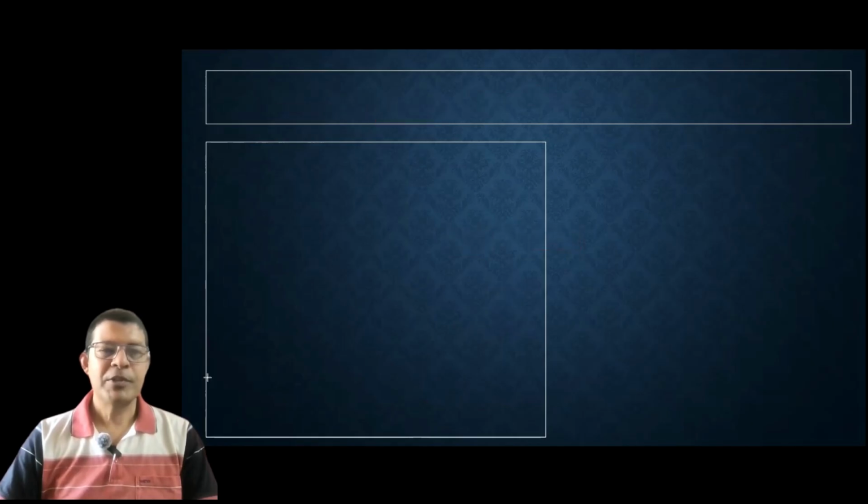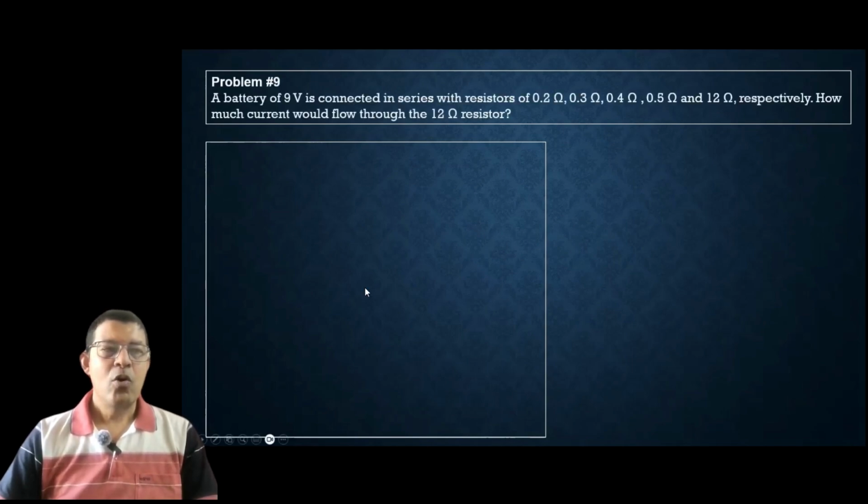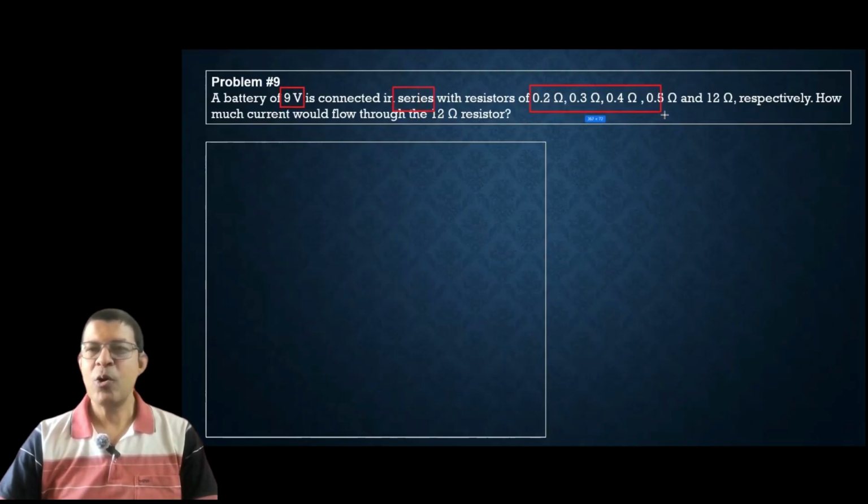So next problem, which is the third problem in this particular video and the ninth problem from your NCERT textbook. So what is given here? Let's see what is given. This time a battery is given. Battery is given of 9 volts. It is connected in series. And these are all the series combination resistors which are given. And it is asking to find current through 12 ohm.